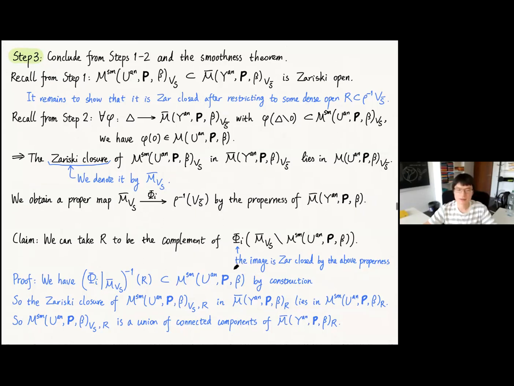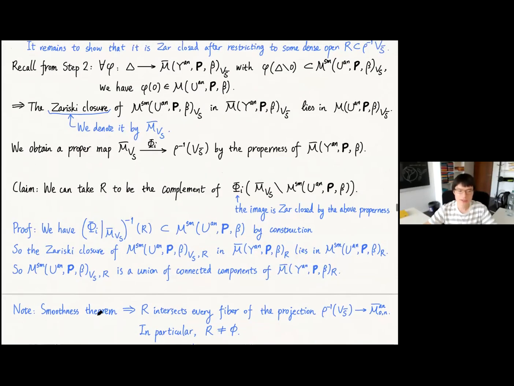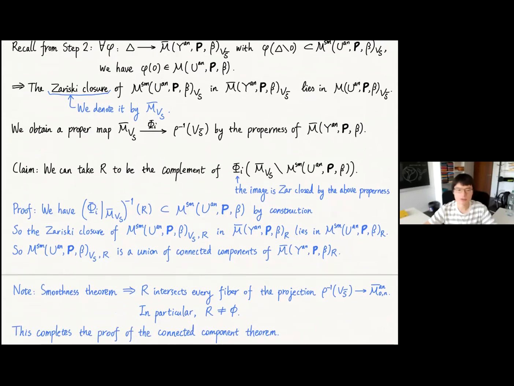But when we take a complement of the image of the bad locus, maybe the image of the bad locus is just the whole thing. And we have to apply the smoothness theorem to show that R is actually big. It intersects every fiber of the projection. So in particular, R is non-empty. This completes the proof of the connected component theorem.